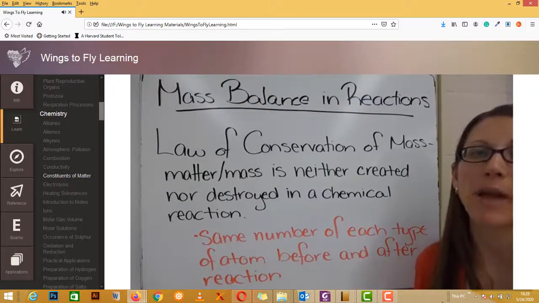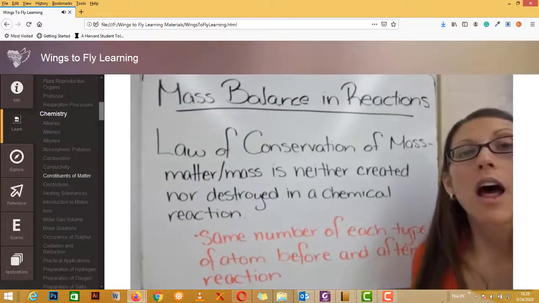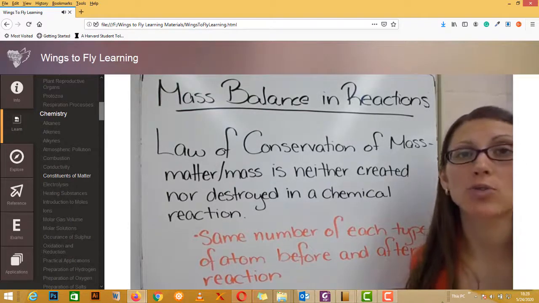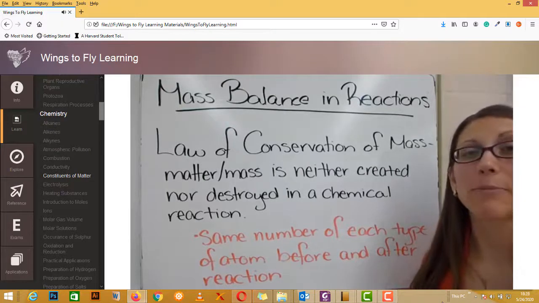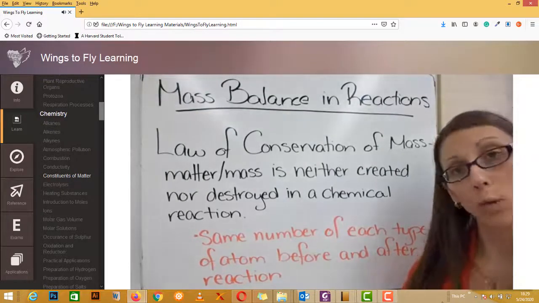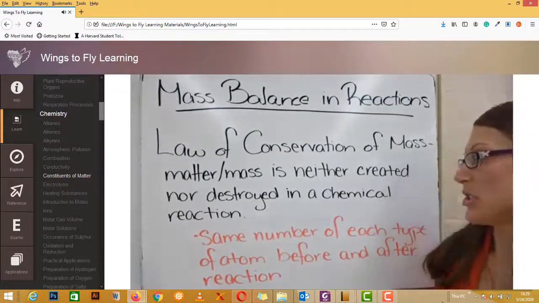Let's talk about mass balance in chemical reactions. This is balancing chemical reactions. The law of conservation of mass says that matter is neither created nor destroyed during a chemical reaction. What this means is we have to have the same number of each type of atom on the left side of the equation when we're starting the reaction as we have on the right side of the equation when we finish it.